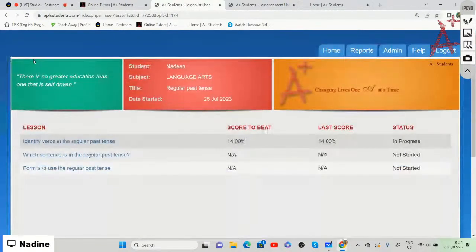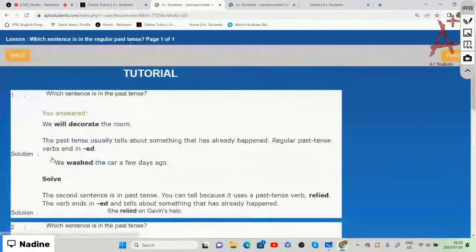All right, so now we're going back to our next lesson, which is which sentence is in the regular past tense, right? So now we need to specifically say which sentence is within the regular past tense. And once again, we see that the past tense usually tells us about something that has already happened, right? And regular past tense verbs end in ed, or we add a d, or we add the ied, depending on whatever our verb is.